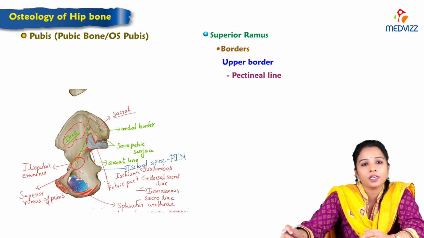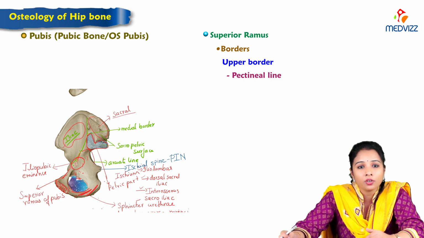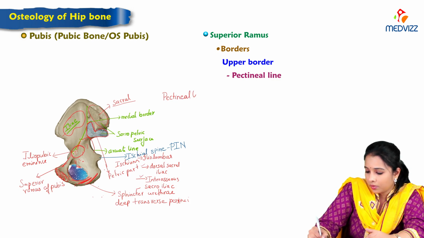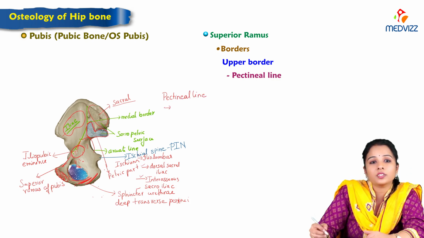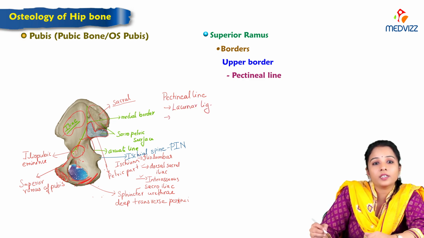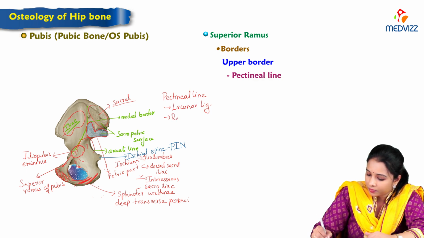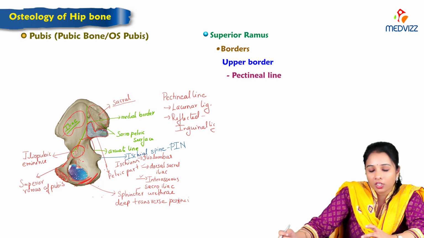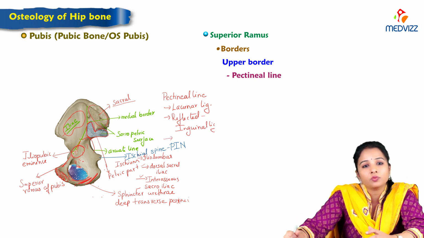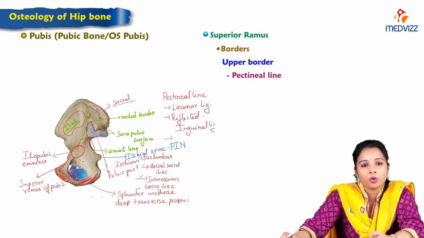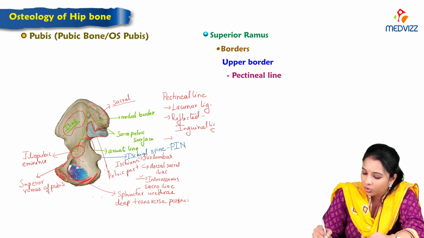So this pectineal line provides attachment to the lacunar ligament. So I am writing one side. So the pectineal line provides attachment to the lacunar ligament. Then the reflected part of the inguinal ligament. And it also provides attachment to the conjoint tendon. Conjoint tendon is formed by the internal oblique muscle and the transversus abdominis. Before insertion, they form the conjoint tendon.